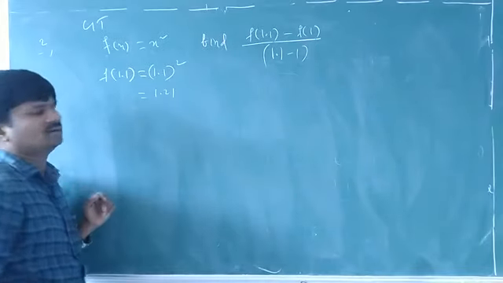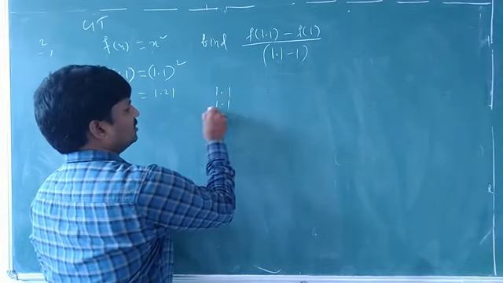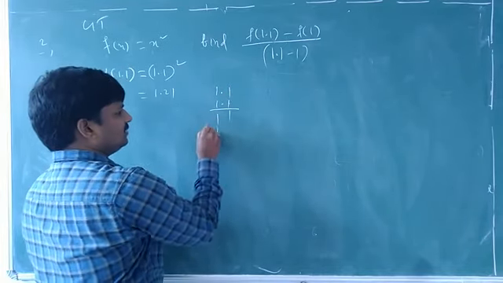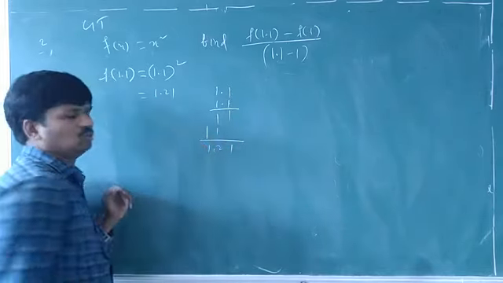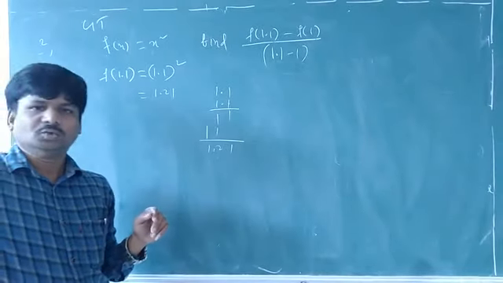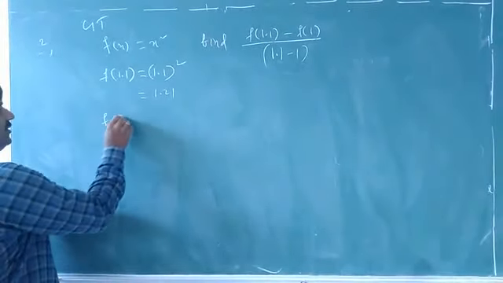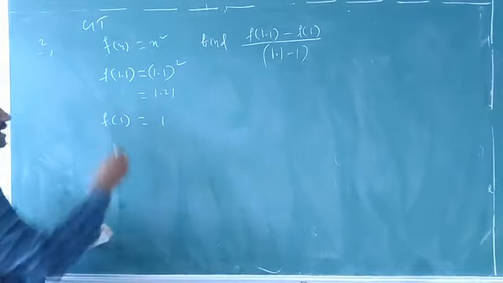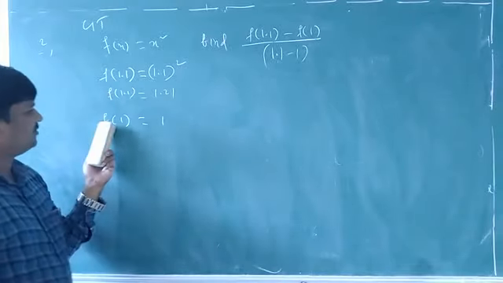1.1 whole square is 1.21. 1.1 whole square means multiply 1.1 by 1.1. 1 into 1, 1. 1 into 1, 1. 1 into 1, 1. 1 into 1, 1. Right? 1, 2, 1. After the decimal, two places. So 1.21. Remember that. Next, f of 1 also you have to find. f of 1 means 1 square, which is 1 only. f of 1.1 value we have, f of 1 also we have.